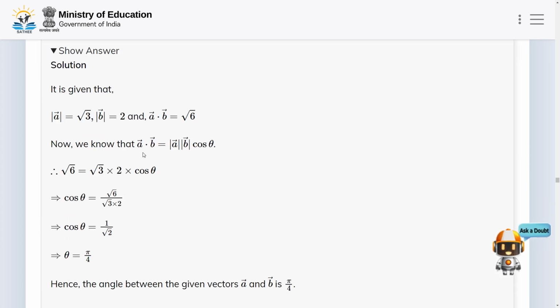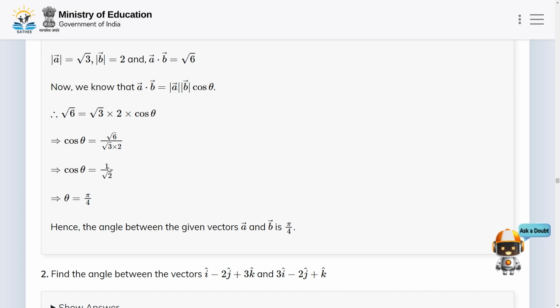Your formula says that the dot product of A and B is equal to the product of their magnitudes multiplied with cos theta, where theta is the angle between A and B. Everything is given to you. This means cos theta will be √6 divided by √3 times 2. This means cos theta will be 1 by √2. This means theta will be pi by 4. So the angle between the given two vectors is pi by 4.